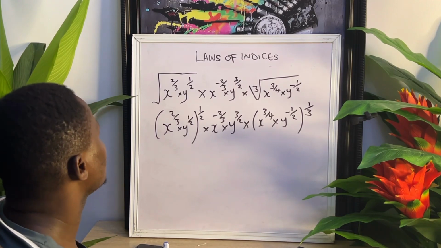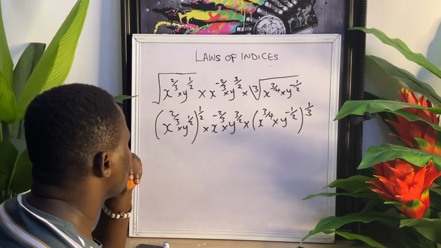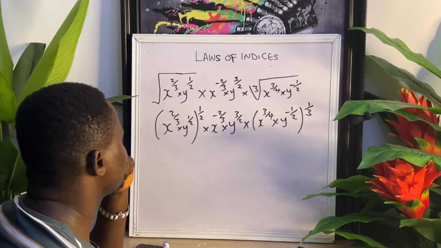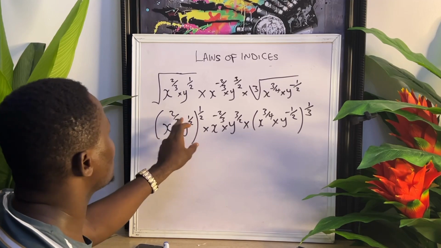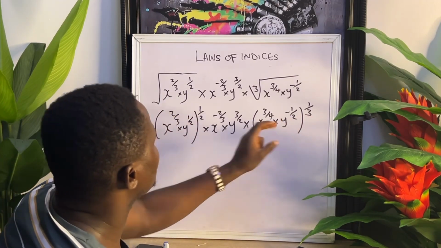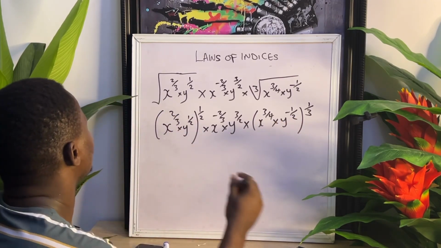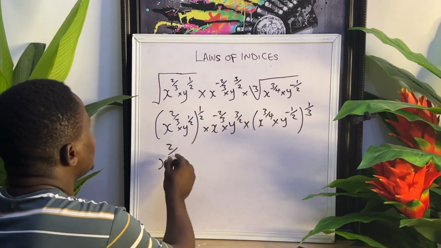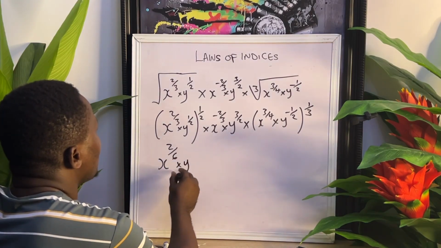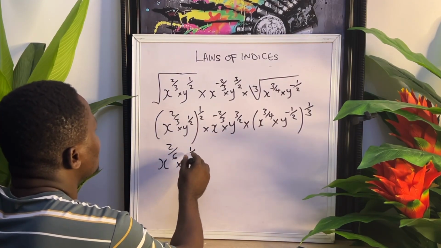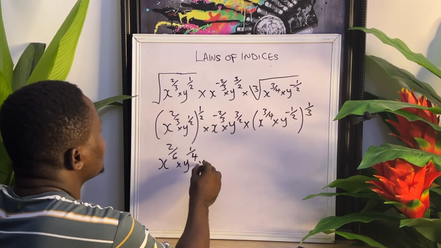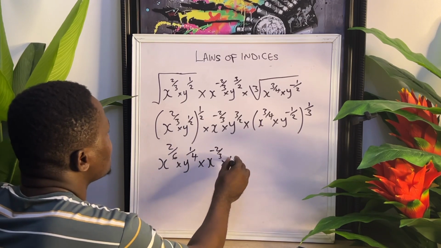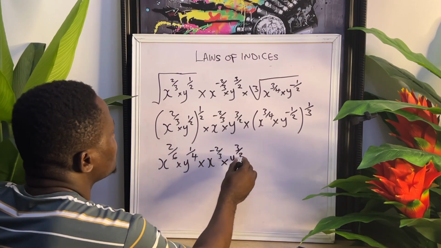At this point, we apply the power and bracket law. The power outside the bracket multiplies each of the powers inside the bracket. So we use this 1 over 2 to times these powers. We use this 1 over 3 to times these powers. It then becomes x. 1 times 2 is 2. 2 times 3 is 6. Times y. 1 times 1 is 1. 2 times 2 is 4. Times x raised to power minus 2 over 3. Times y raised to power 3 over 2.